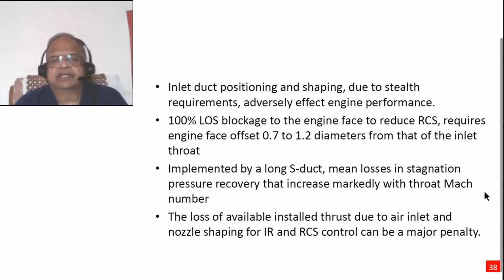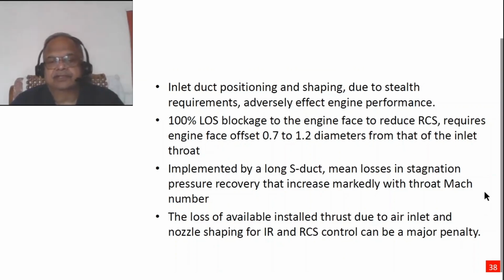Inlet duct positioning and shaping due to stealth requirements adversely affects the engine performance. 100% line of sight blockage to the engine face to reduce RCS requires an engine face offset of at least 0.7 to 1.5 diameters from the inlet flow. Basically, you are shifting the engine at least 0.7 to 1.2 diameters away from the inlet. So a long duct means losses in stagnation pressure, total pressure recovery, and a marked increase in throat flow instabilities, and this can lead to different kinds of scenarios.